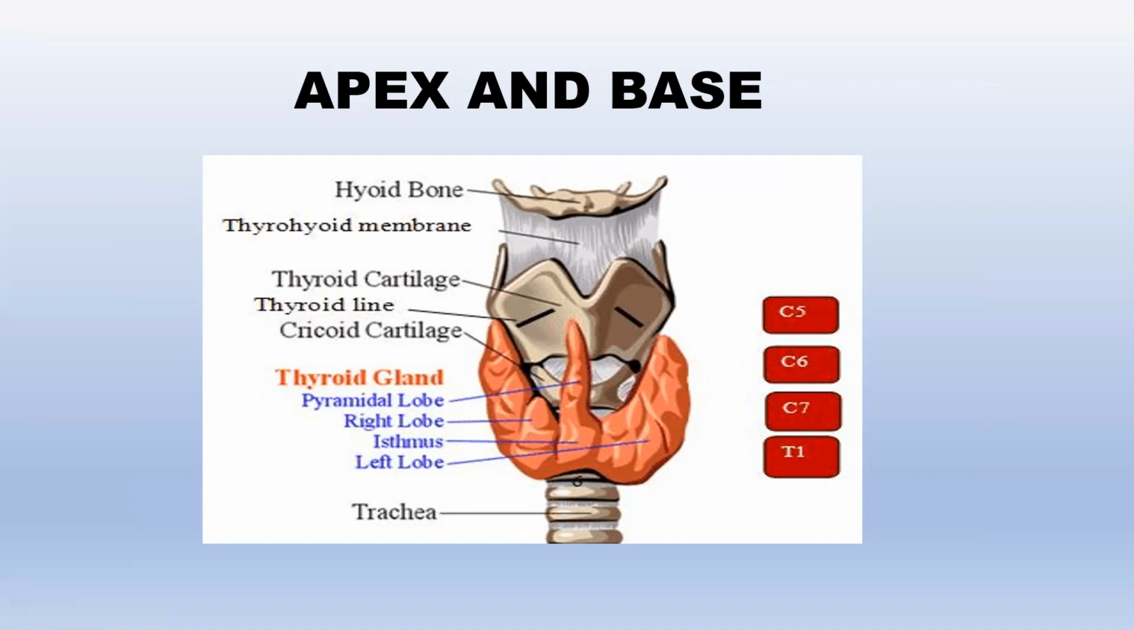The base is at the level of the 4th or 5th tracheal ring and it is related to the inferior thyroid artery and the recurrent laryngeal nerve. These are the relations of the apex and base.